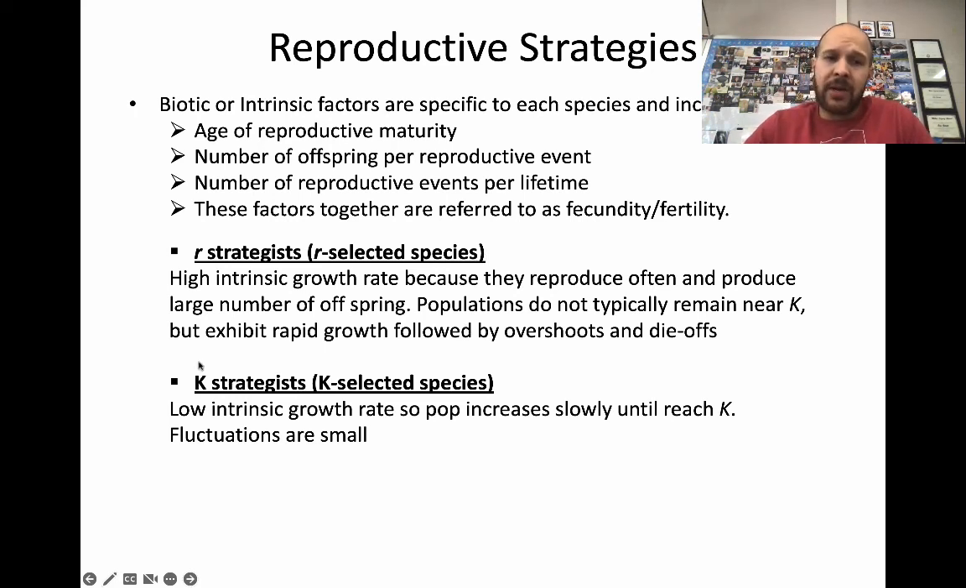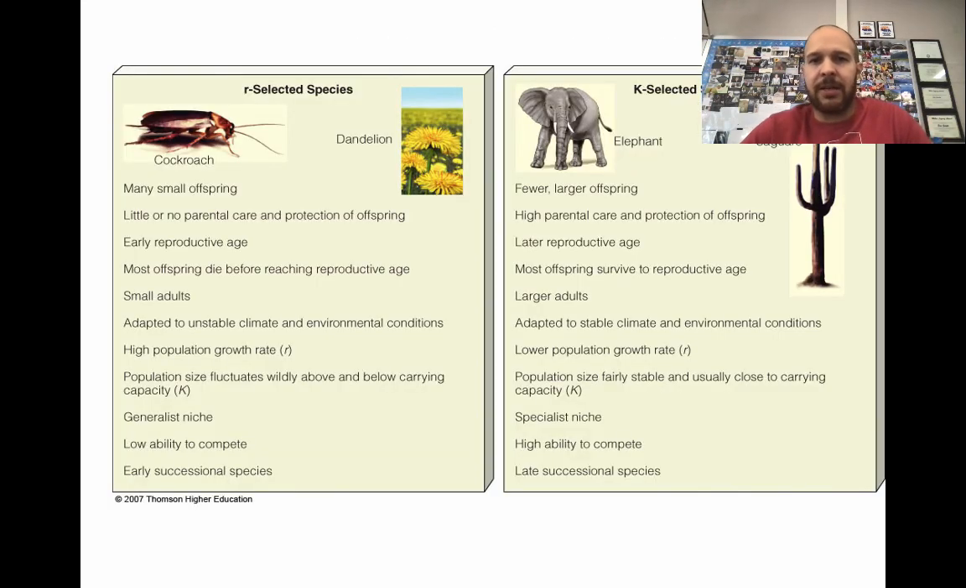That's different from a K strategist, capital K, big. K strategists stand for bigger animals. These are animals that have long gestation periods. There are fewer of them. They reproduce at a later age. They oftentimes have very specialized diets.